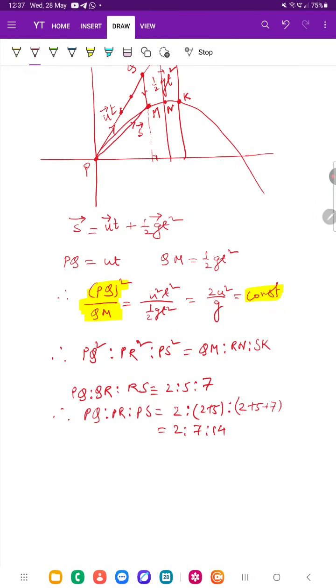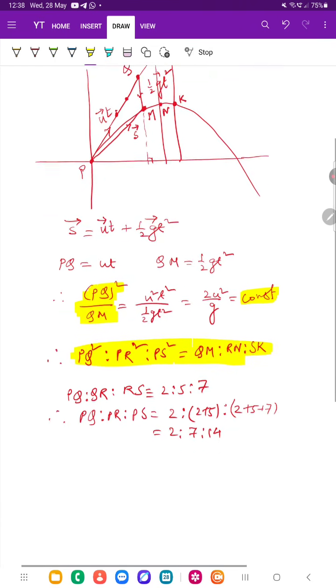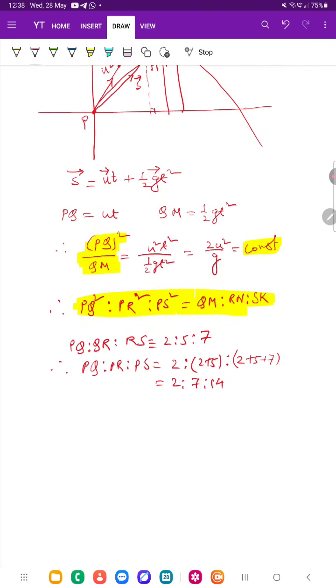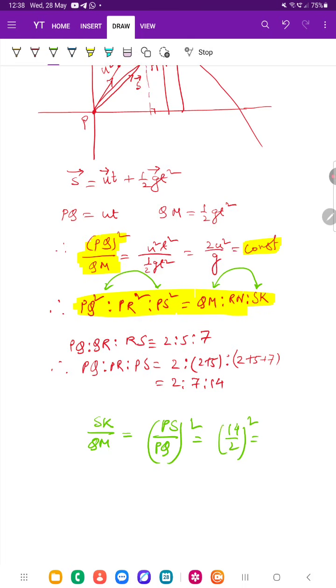Next I'll use this relation and we'll get the desired result. We are supposed to find SK upon QM, right? So SK upon QM is nothing but PS square upon PQ square. That is equal to 14 upon 2 whole square, which is 49. And this is the answer to our question.